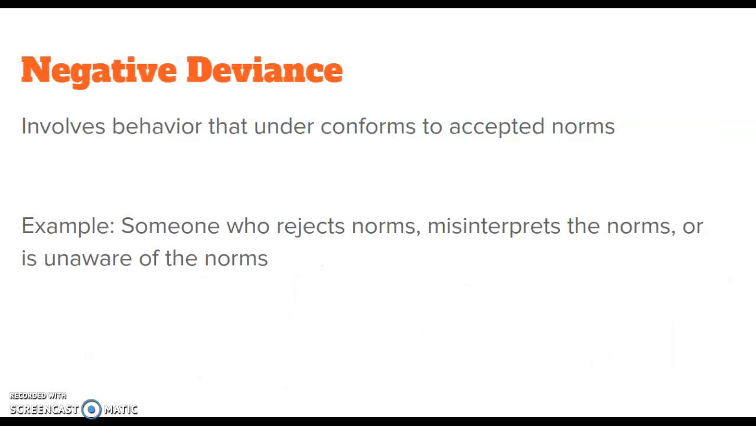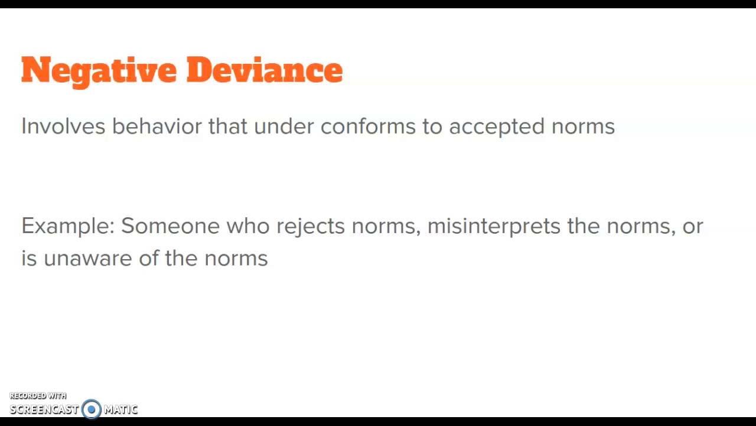So we're going to talk about negative deviance and positive deviance. Negative deviance involves behavior that underconforms to accepted norms. So the example here is someone who rejects norms, misinterprets the norms, or is unaware of the norms.